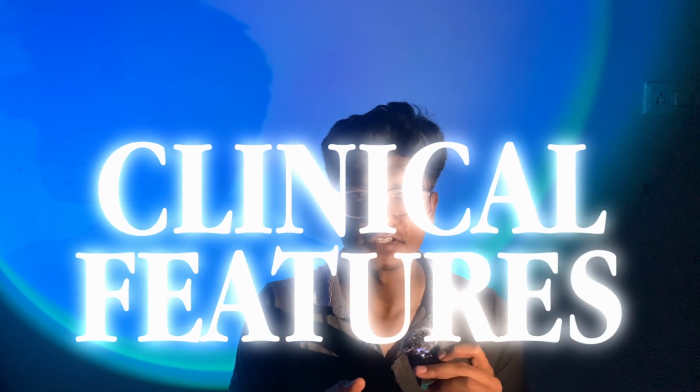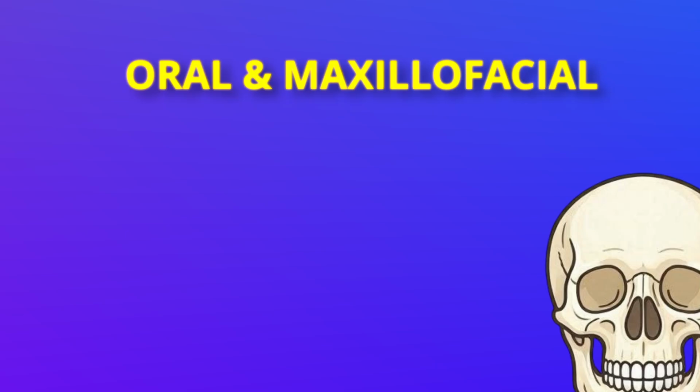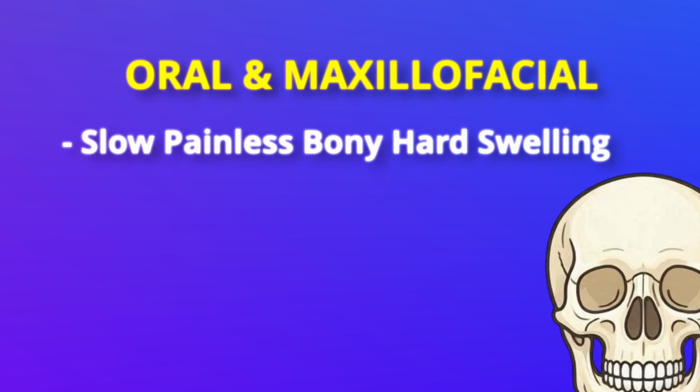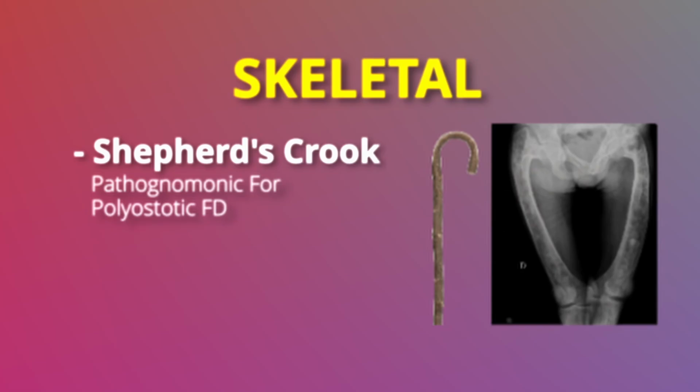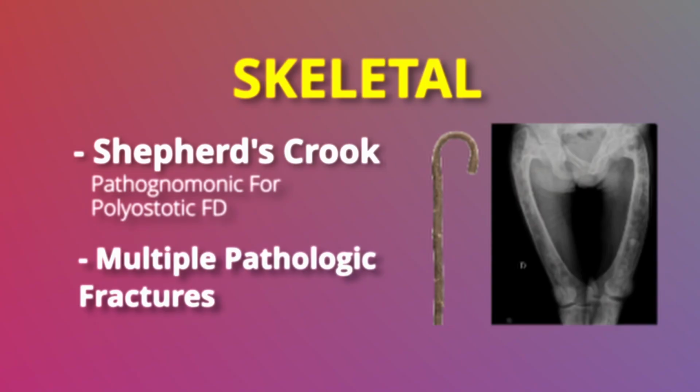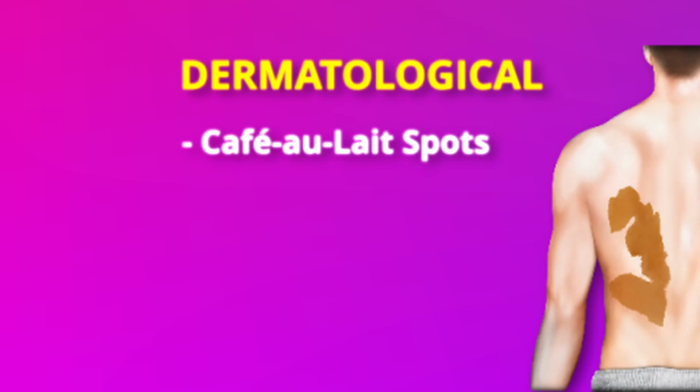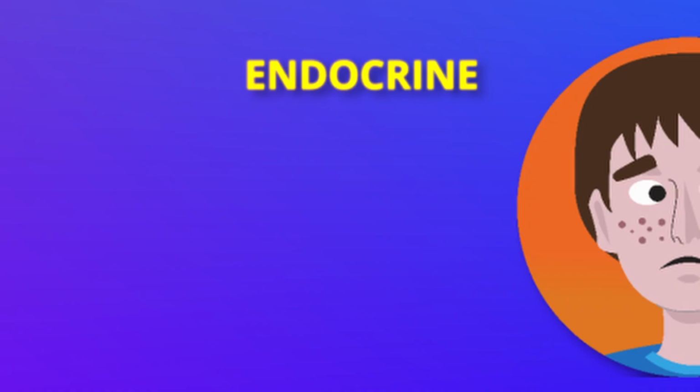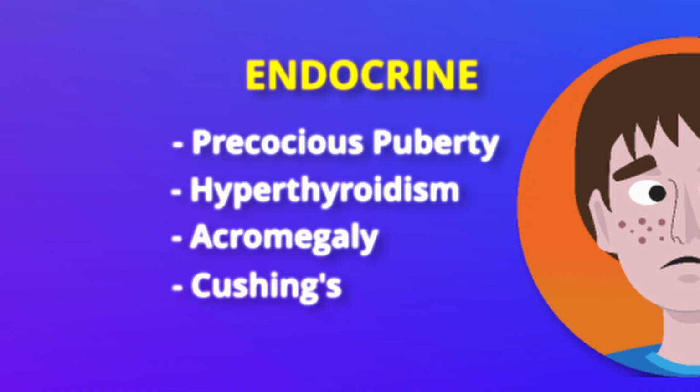Moving on to the clinical features. Oral and maxillofacial features: slow, painless, and bony hard swelling, which is usually unilateral. Malocclusion. Skeletal features are shepherd's crook deformity, which is a pathognomonic feature of polyostotic fibrous dysplasia, where femur undergoes repeated microfractures and remodeling. And pathological fractures. Dermatological features, café-au-lait spots. The endocrine features: precocious puberty, hyperthyroidism, acromegaly, and Cushing syndrome.